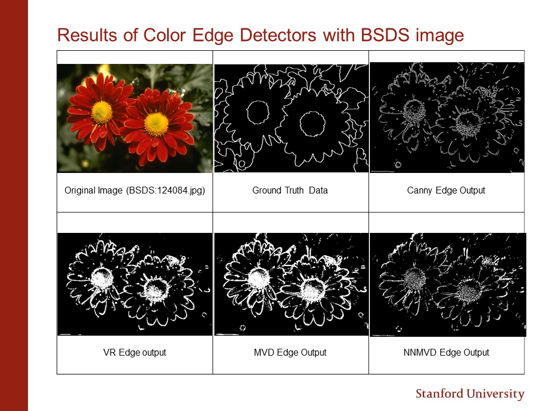In this slide, we see the results of the color edge detectors on the BSDS image. Clearly, it is evident that Canny's edge output has missed certain edges in this color image while detecting edges, whereas the VR edge output and MVD edge output have detected most of the edges.